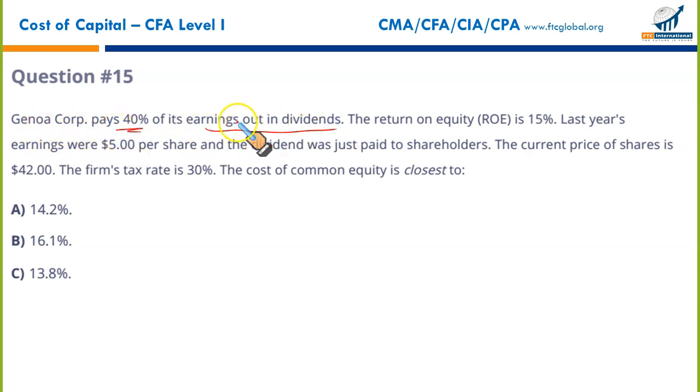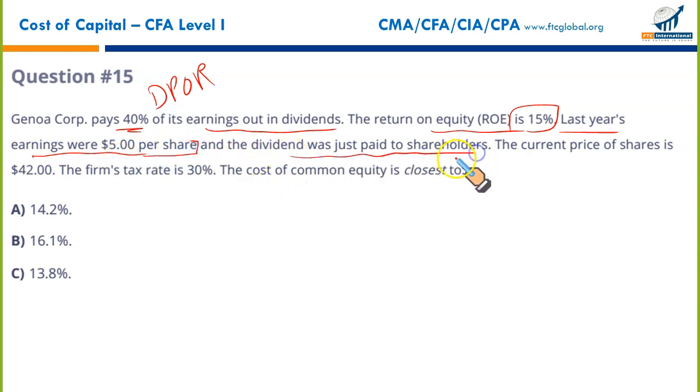Next, Genoa Corporation pays 40% of its earnings out as dividend. That is the payout ratio. This is called the dividend payout ratio. The return on equity is 15%. Last year's earnings were $5 per share. That was EPS. And the dividend was just paid to the shareholders. The current price of the share is 42. The firm's tax rate is 30%. The cost of common equity?